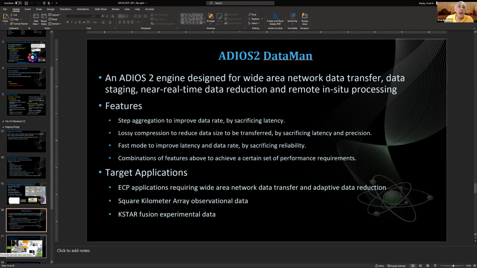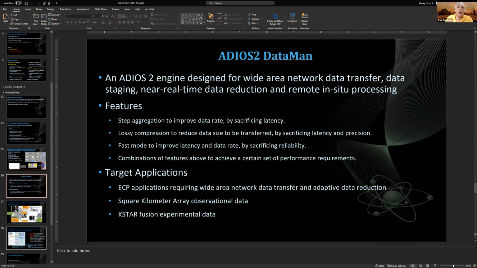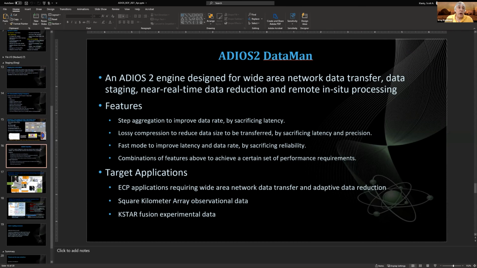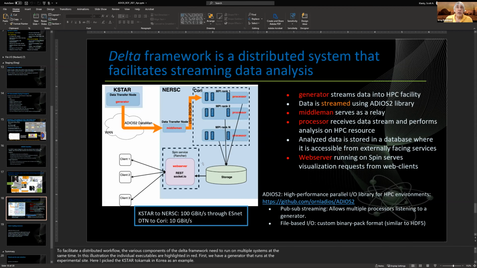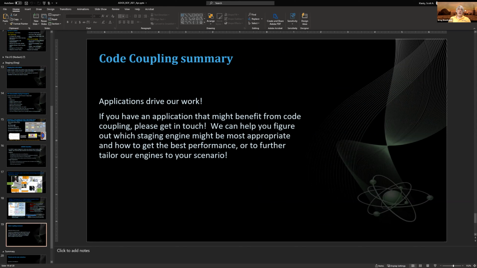Another engine that we have is DataMan, which answers some of these questions slightly differently. In particular, DataMan relaxes its requirement to do complete M by N and lets you have different reliability requirements. Here we use DataMan for K-star and do stuff intercontinentally using 0MQ.